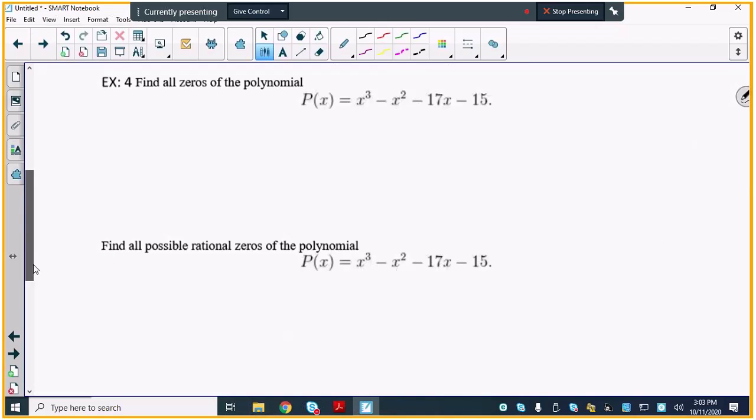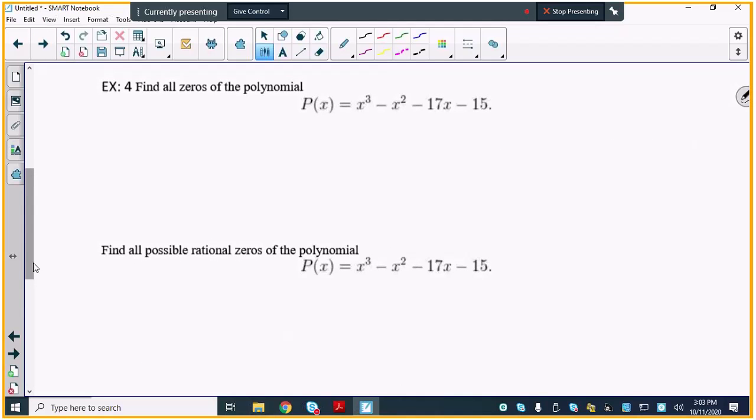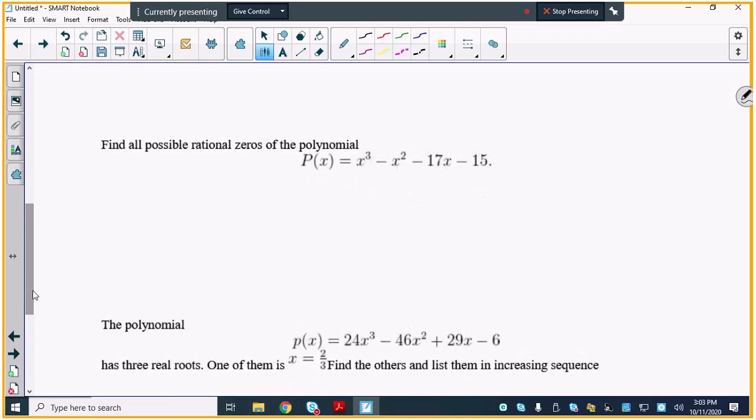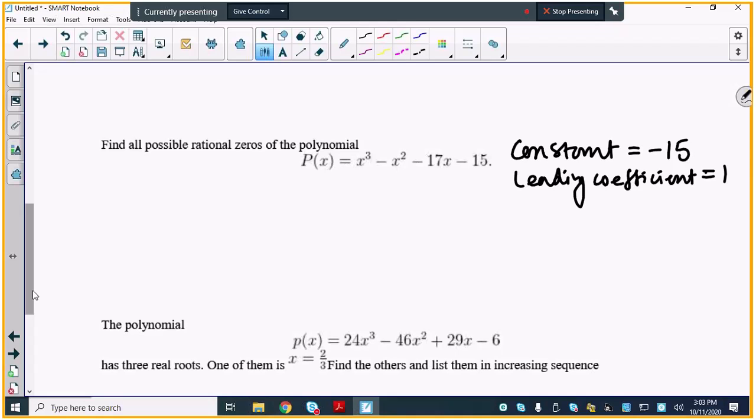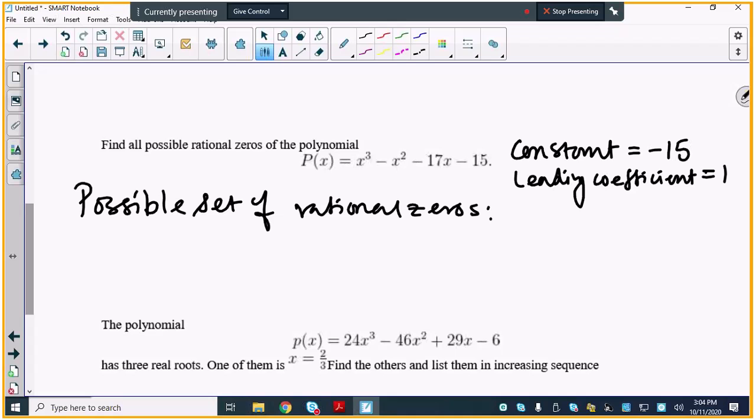In this problem, first I ask you to find the possible set of rational zeros and then use them to find all the zeros for the polynomial. So let's find all possible rational zeros. Remember, the constant term in this polynomial is negative 15 and the leading coefficient is 1. So when I'm writing the possible set of rational zeros, I start with all factors of the constant term, so 1 and negative 1, divided by all factors of the leading coefficient, and the leading coefficient is 1, so the only factors are positive or negative 1.